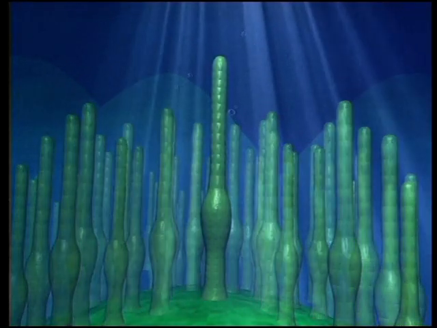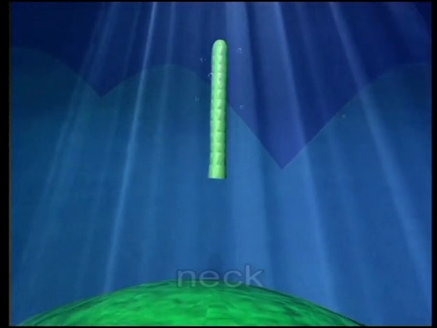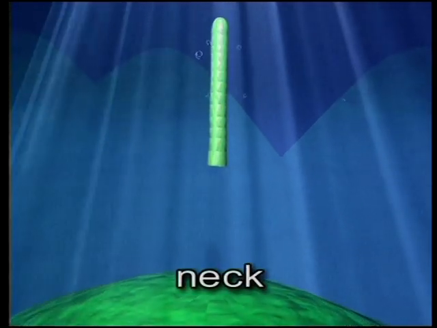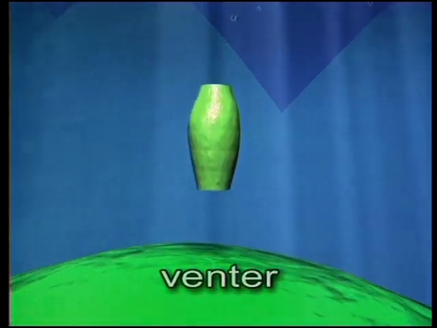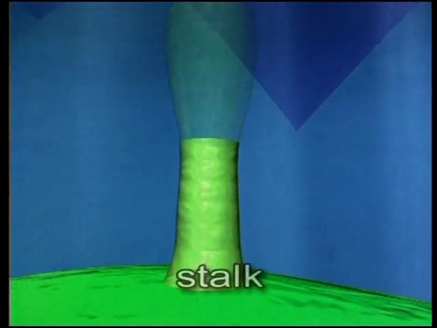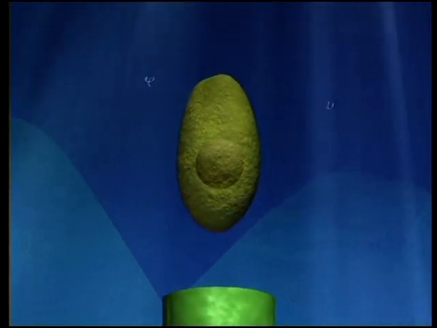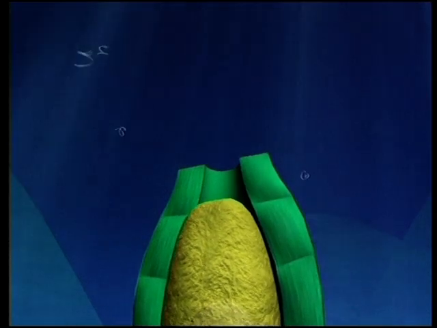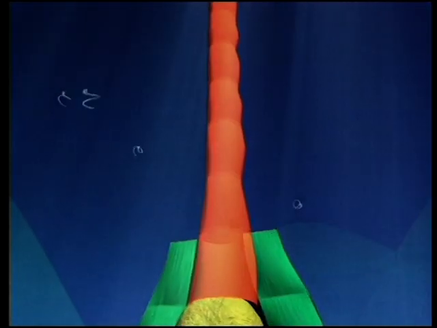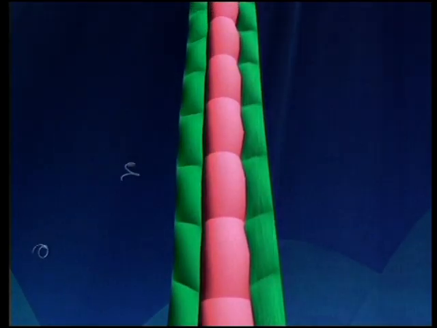At the tip of a female plant, there are numerous reproductive structures known as archegonia. The top of each consists of a slender neck. The middle region contains a chamber called the venter. The base of the archegonium is attached to the moss stem by a stalk. An egg cell is formed inside the venter. Inside the neck, the breakdown of cells forms a central canal containing sperm attractant.